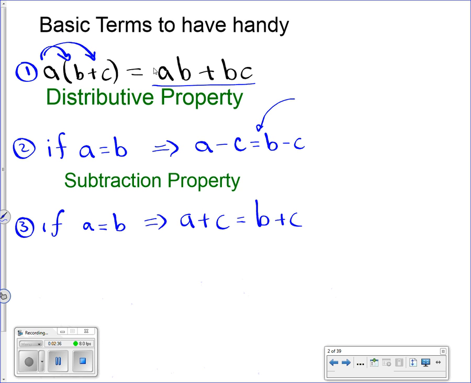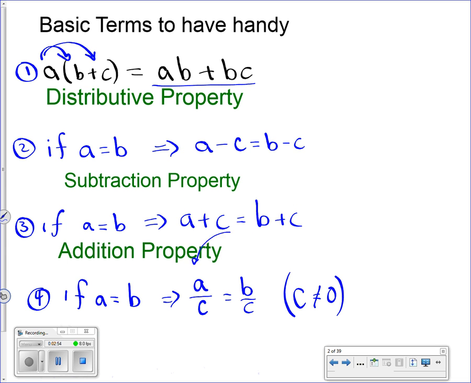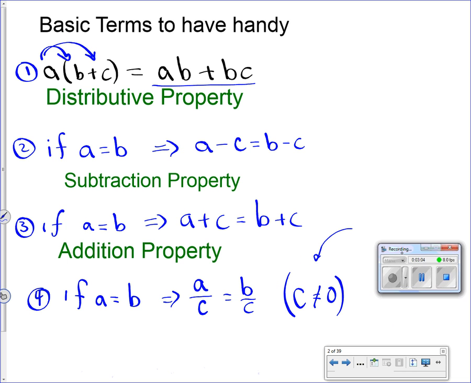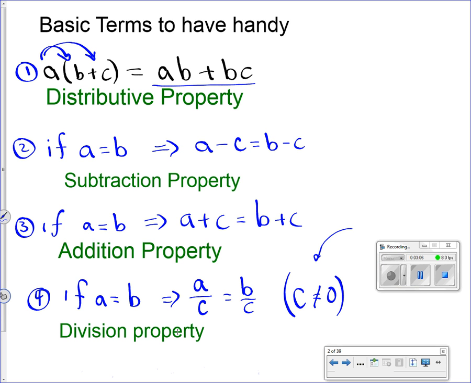All right, next property is this one. Suppose you have the statement, if A is equal to B, and I add C to both sides, it still stays equal. Nothing becomes bigger or smaller or anything like that. And of course, you know that one is the addition property. Okay, how about this one? Suppose I have A equals B, and I divide by C. Now, C can't equal 0 because we're not allowed to divide by zero. But what would you call that, you think? I hope this is becoming easy for you. That would be the division property.